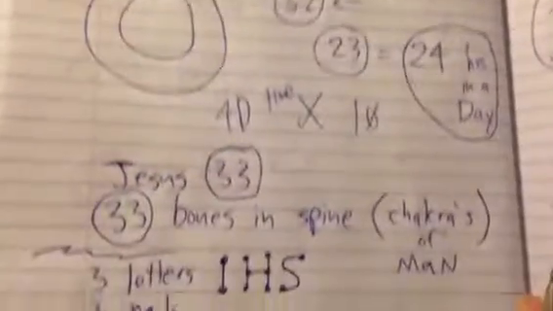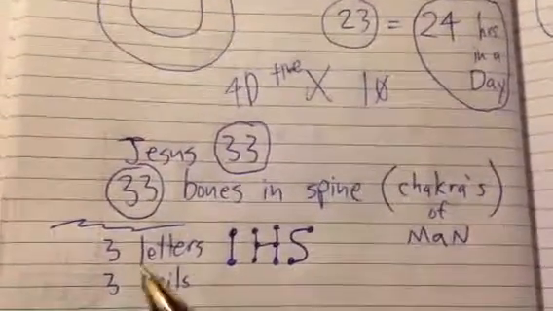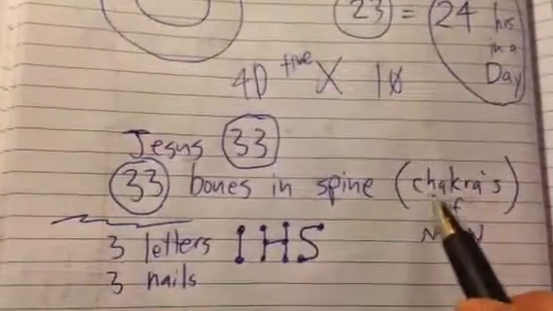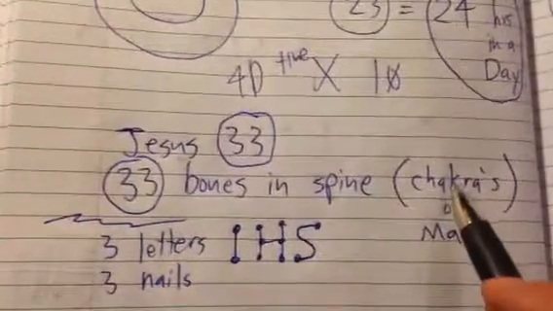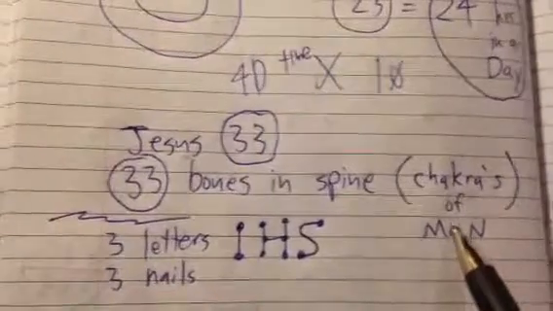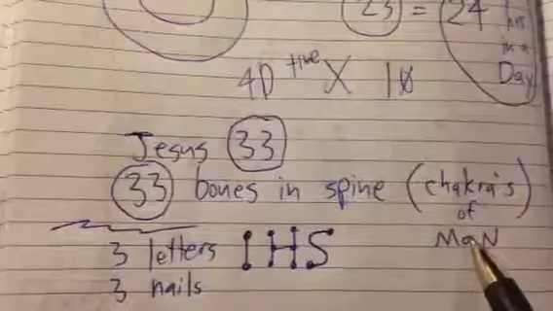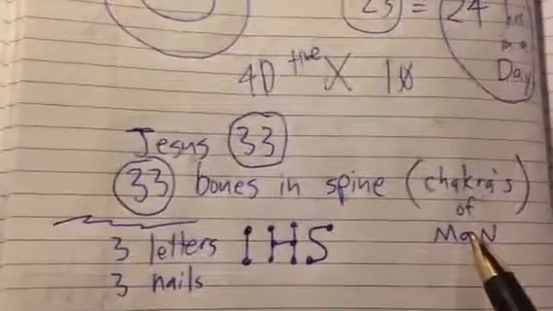Now, Jesus died at the age of 33. There's 33 bones in your spine. The spine is important because it depicts the chakras of man. It goes from your crown chakra down to your pelvic chakra, your dirty bits, your lower chakra, your red chakra.